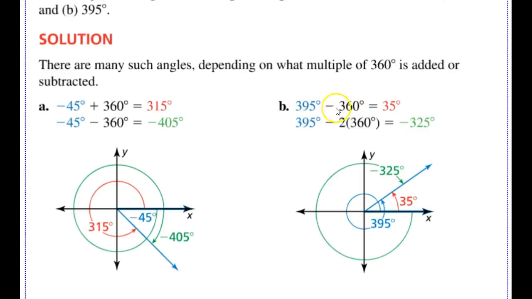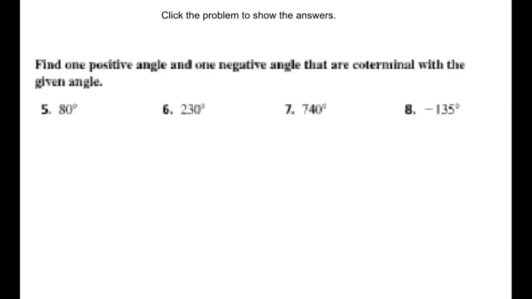So again, here I subtracted 360 from it, and then I subtracted 2 times 360 degrees from it. To find other angles, I could just add another 360 degrees to it. So you'll notice that to find coterminal angles, we're either just going to be adding or subtracting multiples of 360 degrees. That's the easiest way to find some coterminal angles.